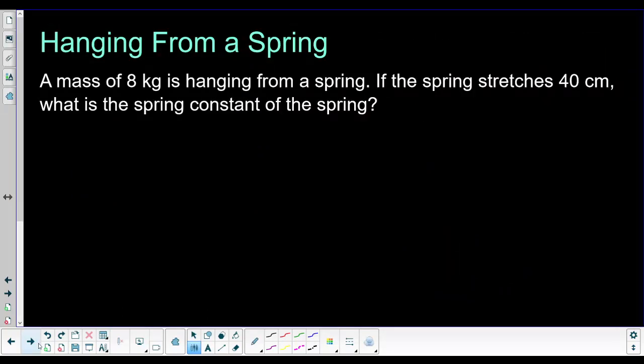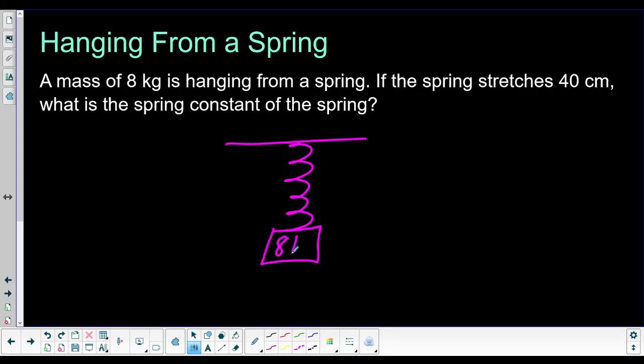Let's look at a couple more examples. It says a mass of 8 kilograms is hanging from a spring. If the spring stretches 40 centimeters, what is the spring constant of the spring? Okay, so we've got a hanging spring, and we have a mass of 8 kilograms here. We know that this spring has stretched 40 centimeters, which is 0.4 meters. And we want to know the spring constant.